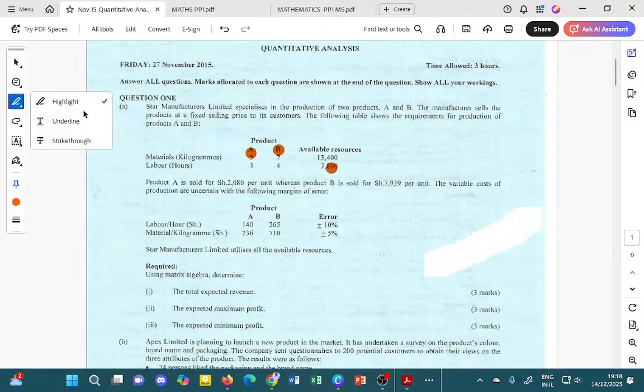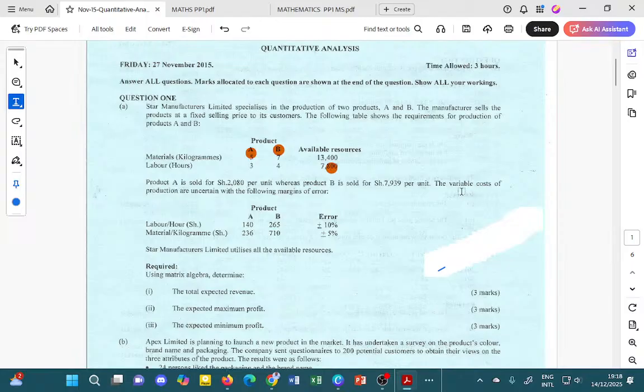So product A, I don't like this highlighter. I think I just need to, yeah.